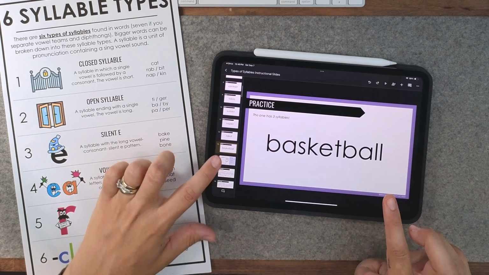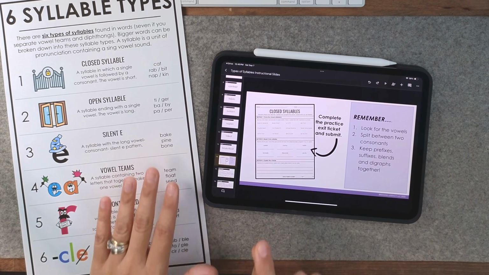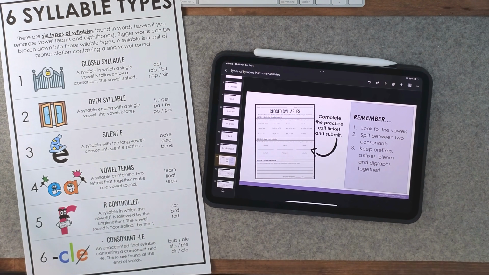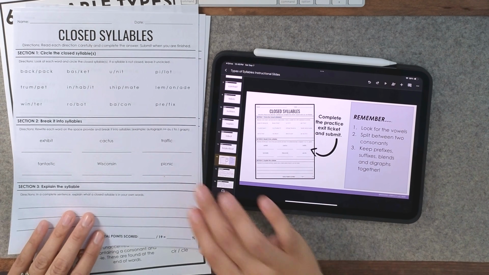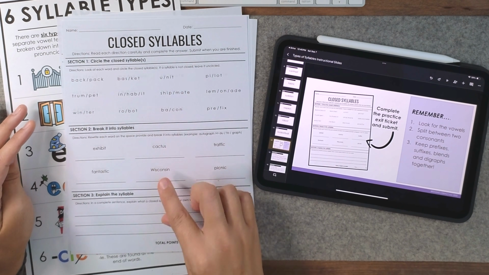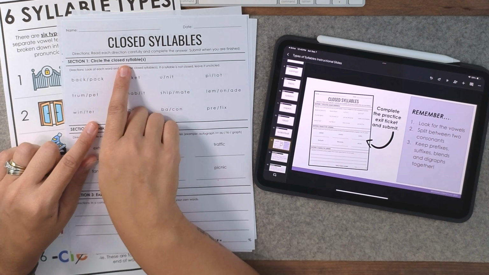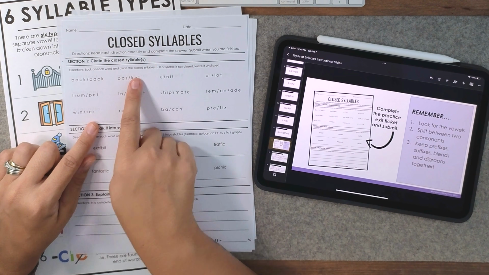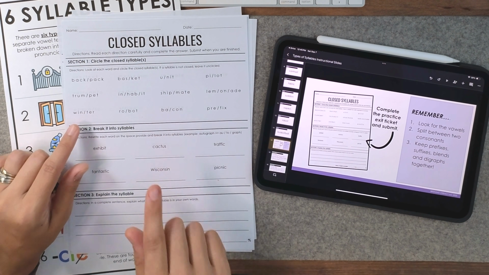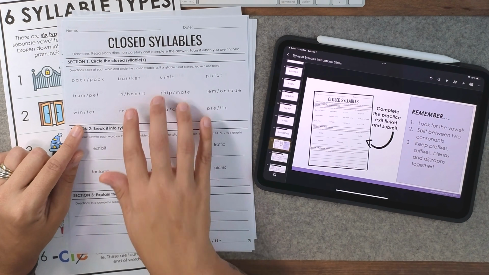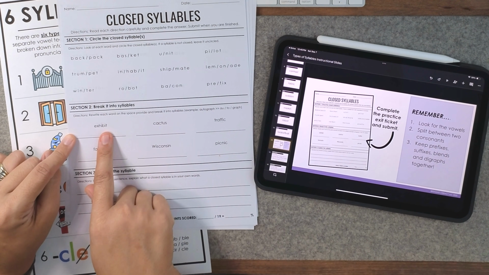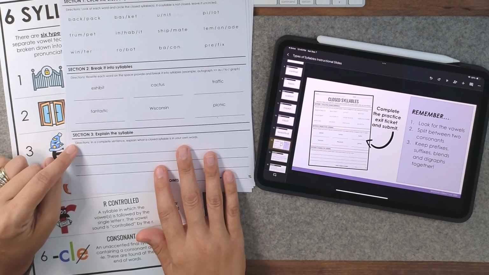So I would give them some of that practice, but then I would give them another practice on top of that to go do independently, or they could end up doing this with a partner. So this is what this looks like here. And the way that this one works is that it's broken into 3 different sections. Here, it's circling the closed syllables. So thinking about which one is a closed syllable and making sure that they're circling it. So there are some syllables that have not been taught in there, but it's still important for them to have that practice. You can have them break it into syllables.